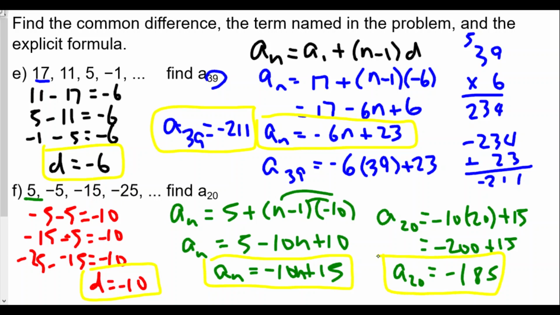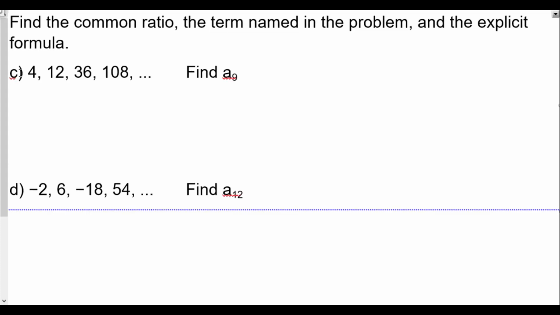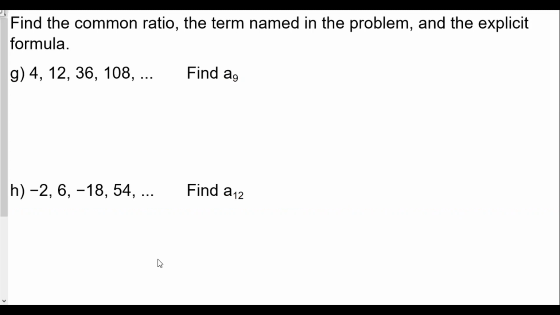All right. So let's move on. Find the common ratio, the nth term in the problem, and the explicit formula. The last problem was F. This should be G, sorry about that, ladies and gentlemen. So, G. And then this problem was called H, because they're all part of a big group of problems. All right, and so common ratio, not a problem.